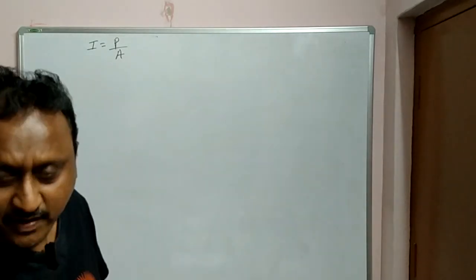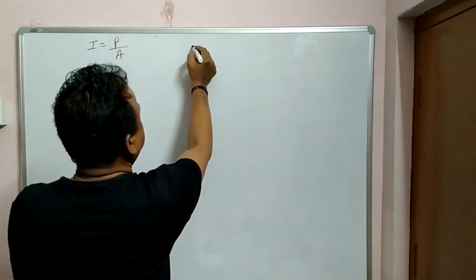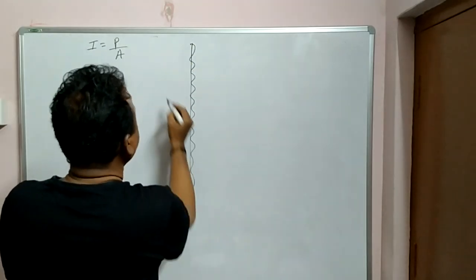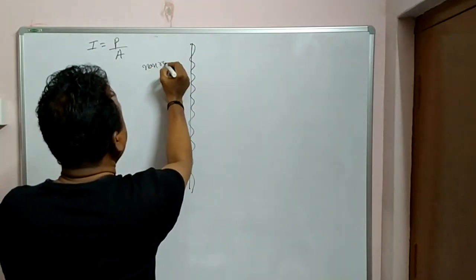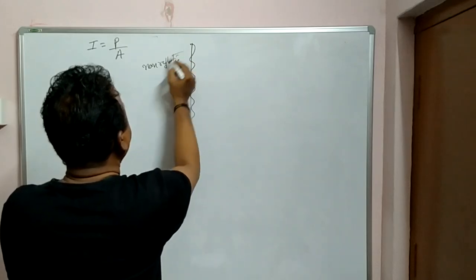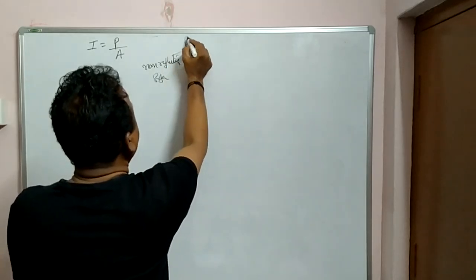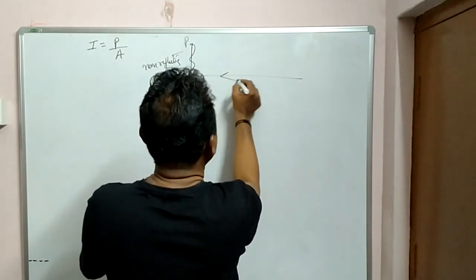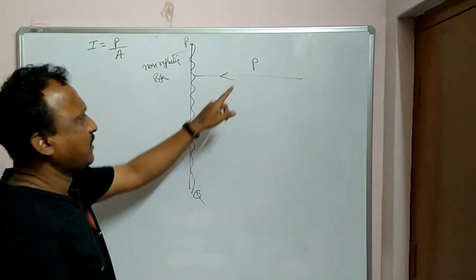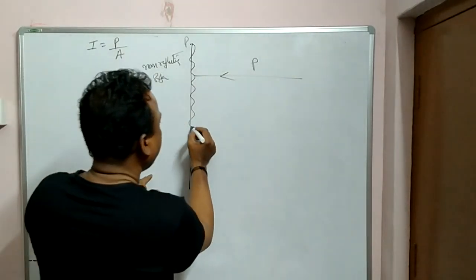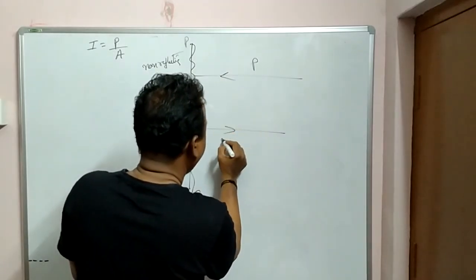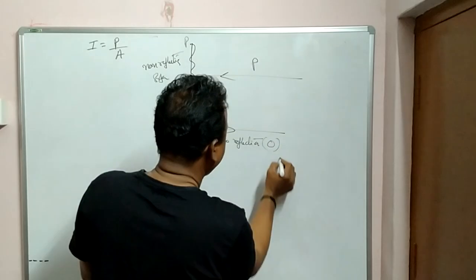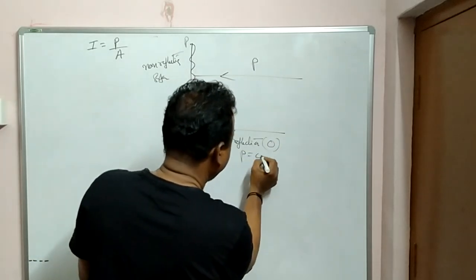Now let us see the last one. Suppose the surface is in this fashion, a non-reflecting surface PQ. And for example here, this is the momentum of the wave that has come, no reflection, that means P after reflection is equal to 0.